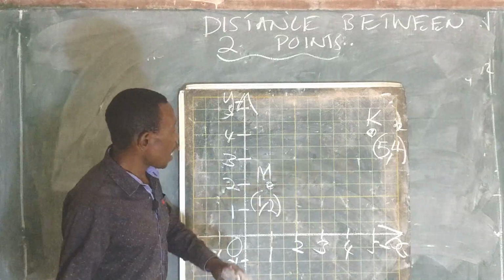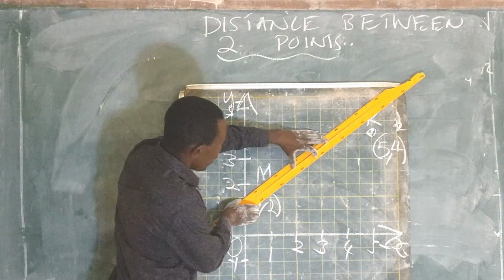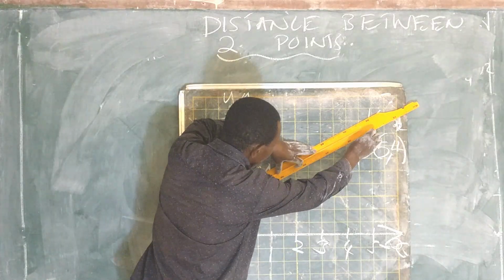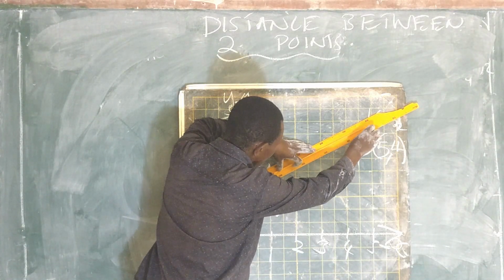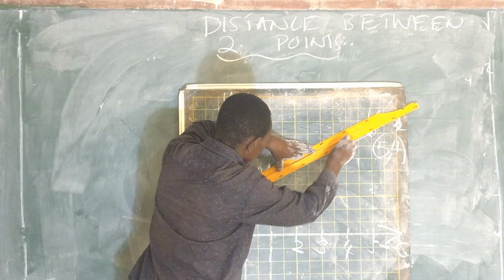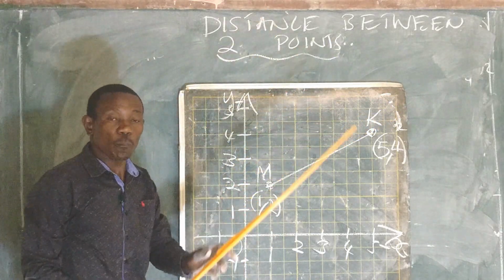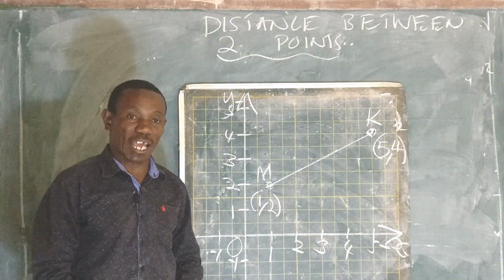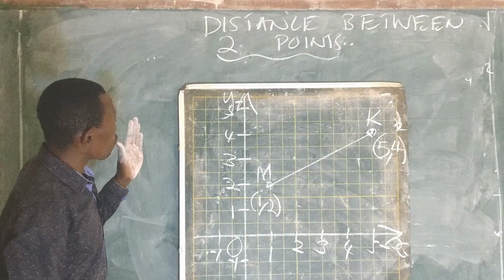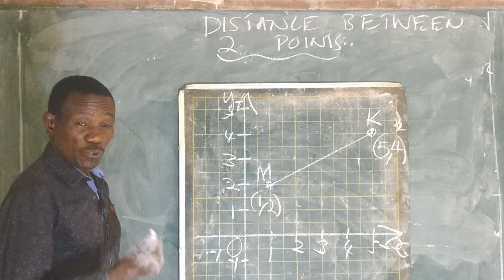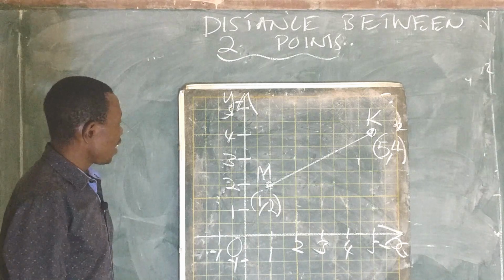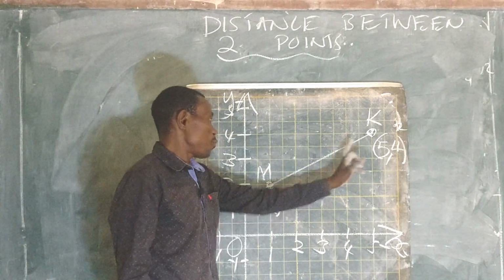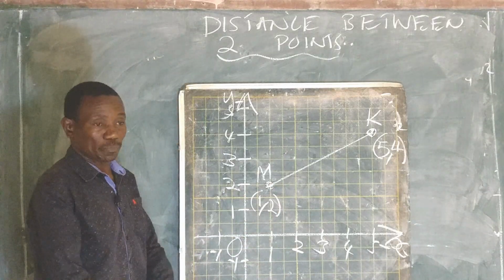So what I'll do here, I'll draw this line like this, connecting M and K. So in your mind, always consider that if we talk of the distance between any 2 points, that distance can be represented by a particular line. So now, if I'm to discuss with you how we can work out the distance between 2 points, I'll use a line segment KM.